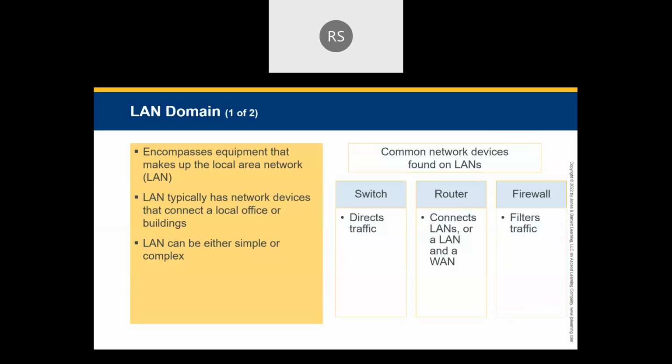Now, there are other devices that can be found on a LAN, maybe such as an access point, which provides wireless connectivity, or you may have network switches with advanced features like a VLAN, a virtual LAN, that's used to support network segmentation.